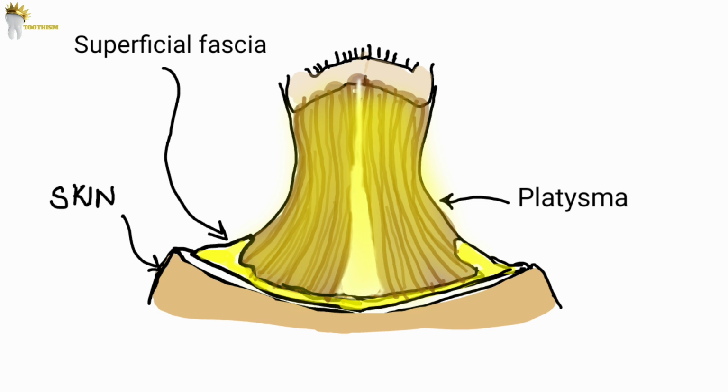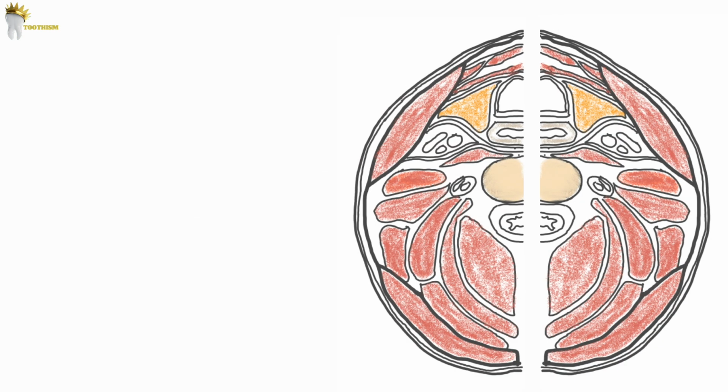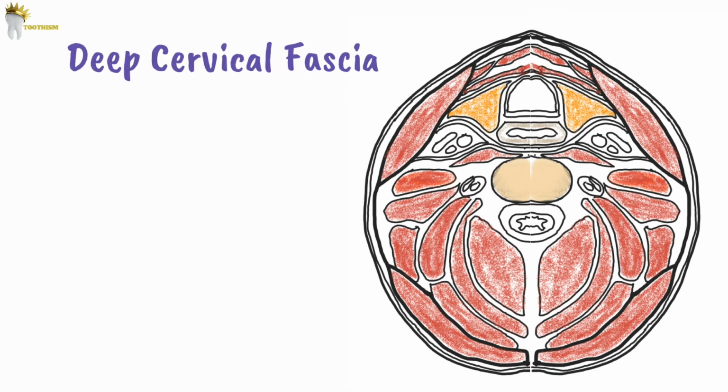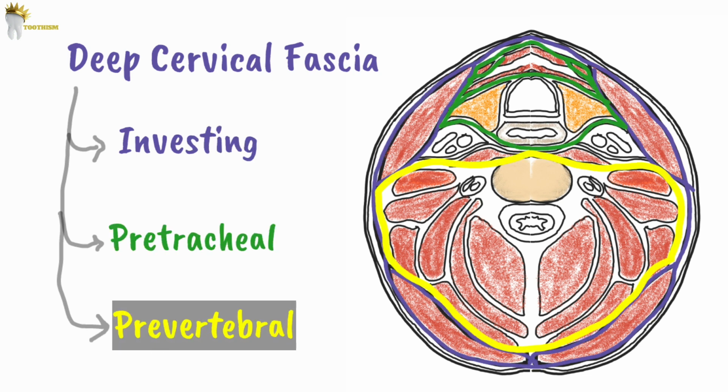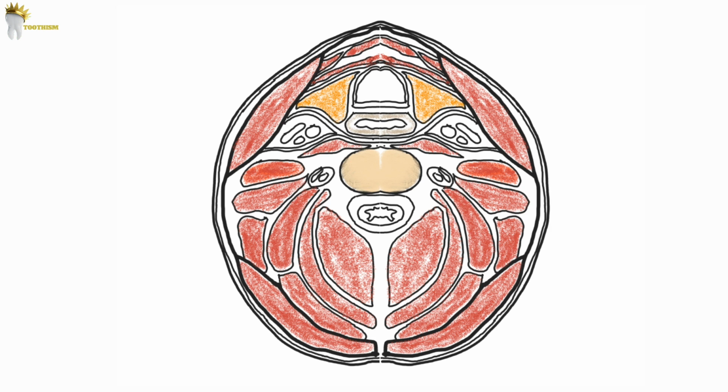Deep cervical fascia lies deep to the superficial fascia and the platysma muscle. The deep cervical fascia is organized into three layers: investing, pretracheal, and prevertebral. So we will see them starting from the most superficial layer to the deep layer. This is the transverse section of the neck.